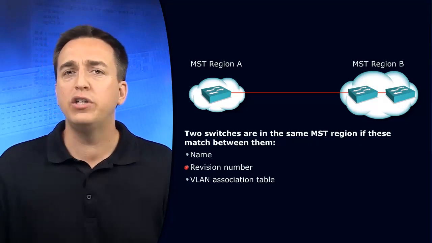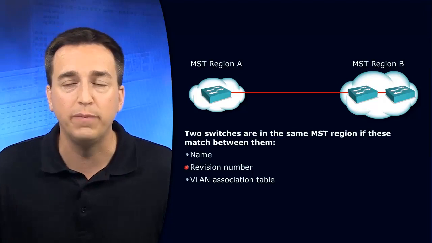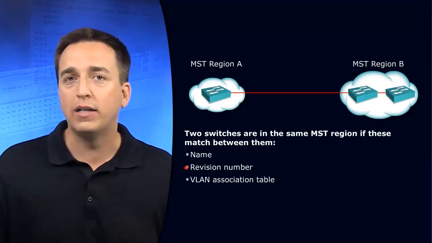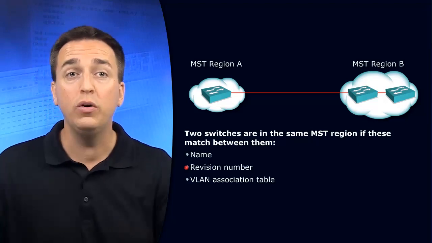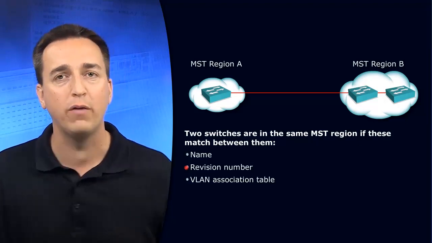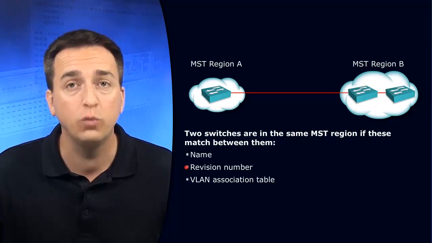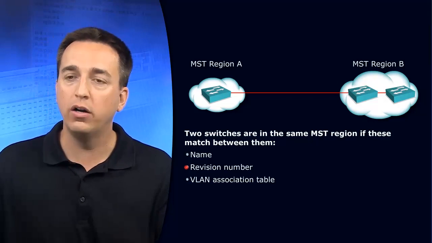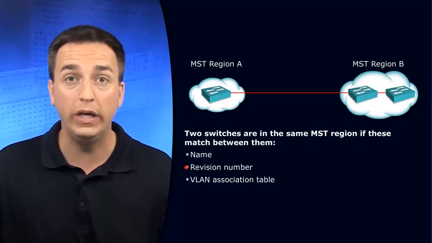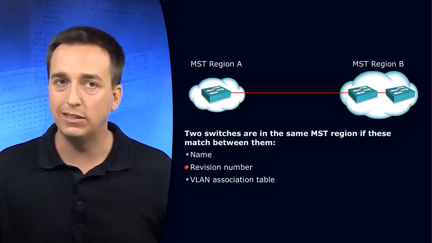The purpose of the revision number is to keep track of the changes to the MST configuration. However, it's not a dynamic process. So if you make a change, the number doesn't change automatically. It's up to you to manually change the revision number. However, if you change the revision number on one switch, you have to change it on all the switches within that region, or else they're not considered to be part of the same region and therefore will not successfully build the spanning tree topology as it should.